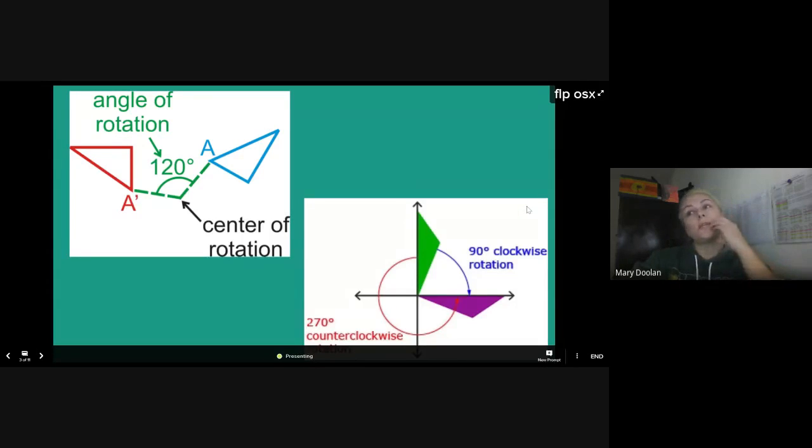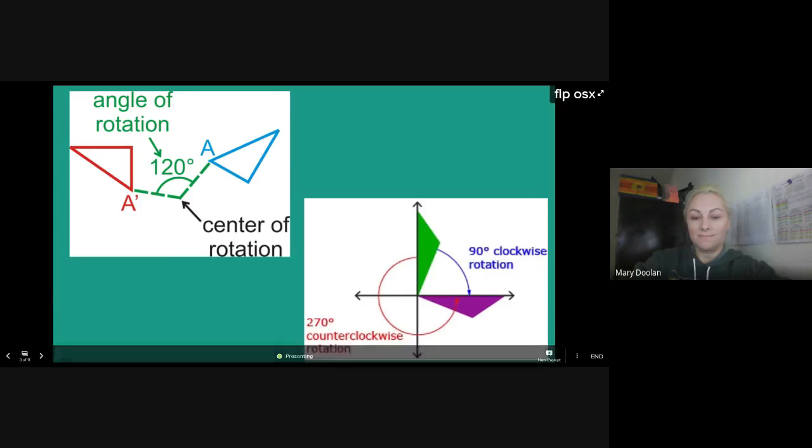Over here, we start with a green triangle. Okay, and the rotation that is shown, so the pre-image is the green one, and the image of the rotation is the purple one. But you can look at it two different ways. So a 90-degree clockwise rotation is one way to describe it. Another way to describe it is a 270-degree counterclockwise rotation, because it is in fact ending up in the same location. It's just two different ways to say the same thing.